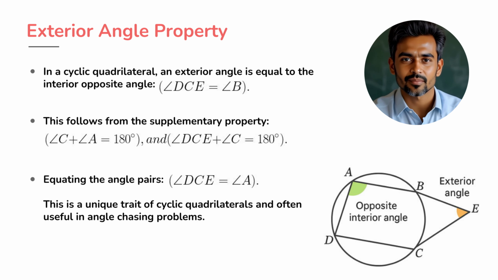How does this work? Well, from the supplementary property, angle C plus angle A add to 180 degrees. Also, angle DCE plus angle C equals 180 degrees because they form a linear pair on a straight line. By equating these 2 facts, you get angle DCE equals angle A. This special equality is unique to cyclic quadrilaterals and very useful when solving tricky angle problems, what we call angle chasing problems. Imagine the cyclic quadrilateral ABCD with the side CE extended and both the exterior angle and its opposite interior angle marked. Keep this property handy.